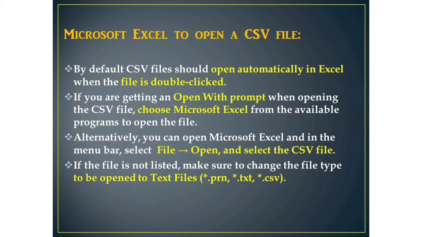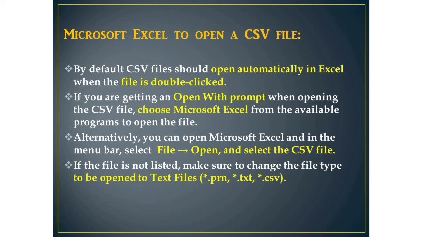If you are getting an open with prompt, otherwise if you right click, you can see a pop-up menu, right? In that you can choose open with. When opening the CSV file, choose Microsoft Excel from the available programs to open the file. If while double clicking, the file is not opening in Excel, better right click that file, then choose open with. Then you can see many applications. In that you have to select Excel. Then you can see that CSV file open in Microsoft Excel.